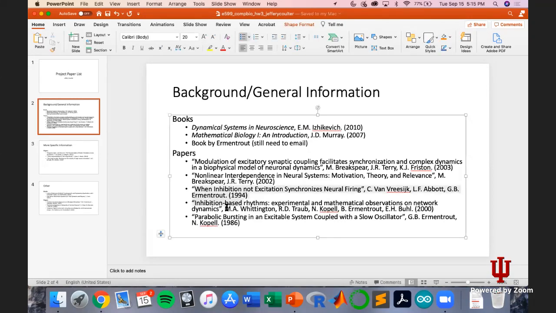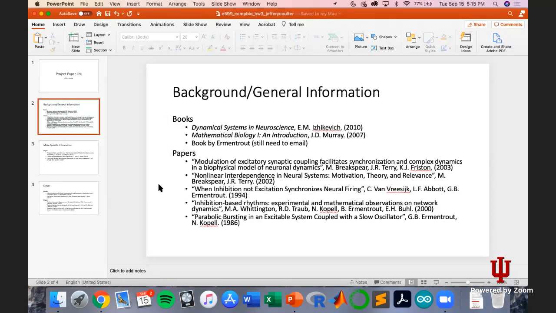And I have these other papers by Dr. Ermentrout that I've just skimmed through so far. I haven't fully read into them, but they sounded interesting. And I want to see what this inhibition stuff has to do with bursting.